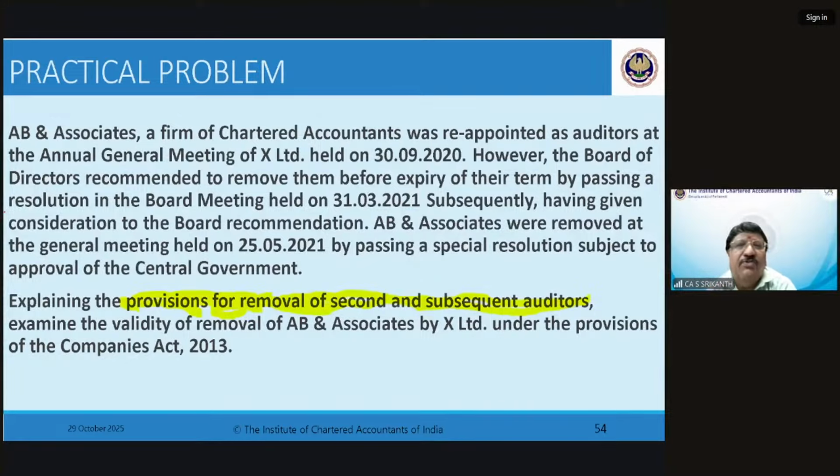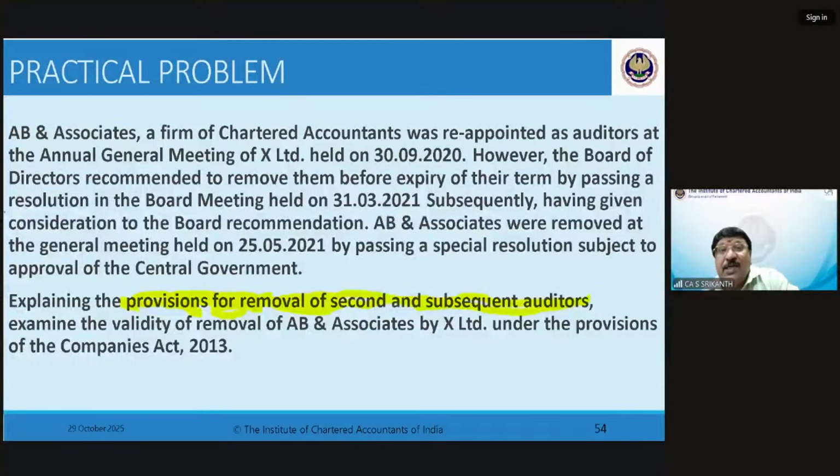AB Associates, a firm of chartered accountants, was reappointed as auditors in the AGM of X Limited. However, the board of directors recommended to remove them before their expiry term by passing a resolution at a board meeting held on 31/3/2021. Subsequently, having given consideration to the board, AB and Associates were removed at the general meeting held on 25/5/2021 by passing a special resolution subject to approval.